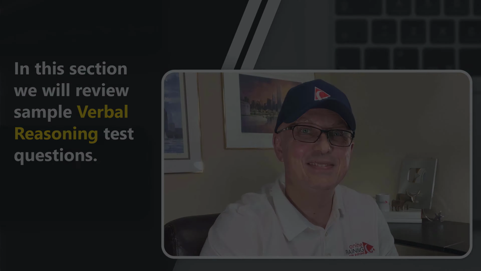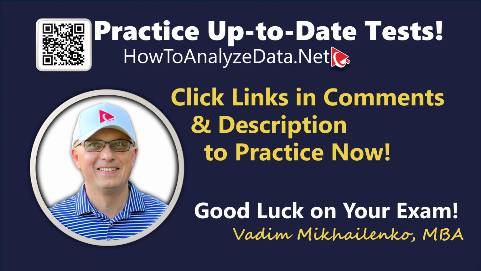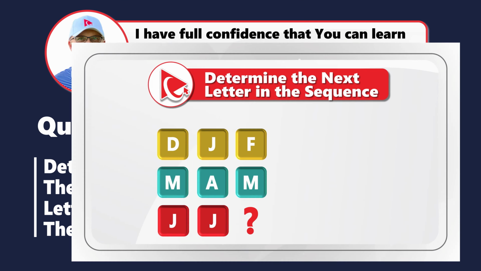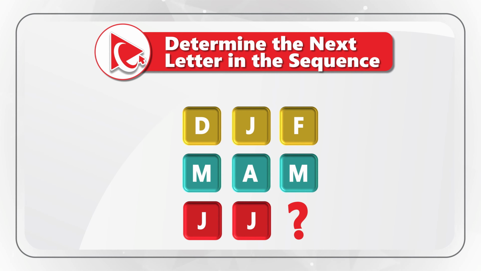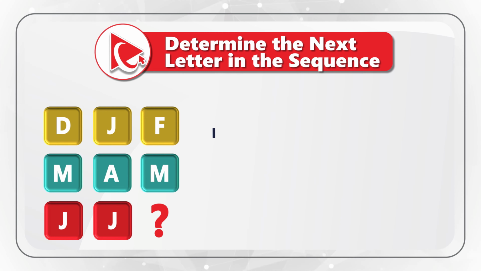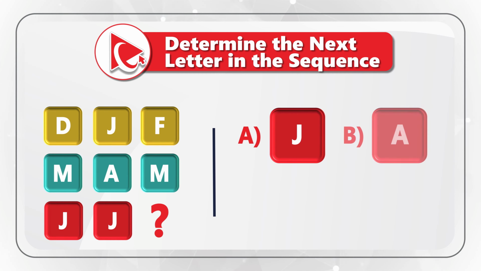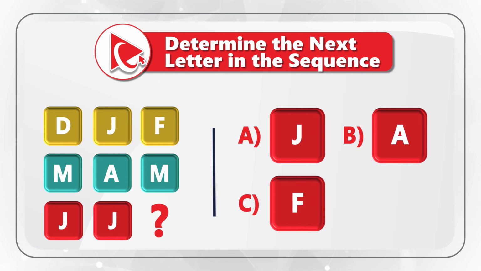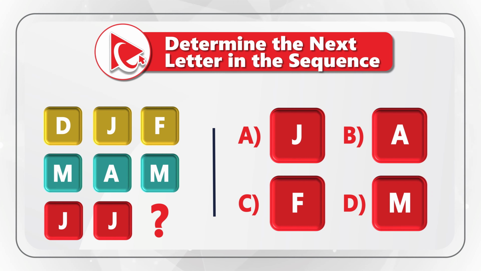Here's the question you will definitely enjoy solving. You're presented with 8 letters, and you need to determine the next letter in the sequence. The letters you see are D, J, F, M, A, M, J, J, and then comes the missing letter, which you need to select out of 4 possible choices. Choice A, J, choice B, A, choice C, F, and choice D, M. Take a close look to see if you can come up with the solution.